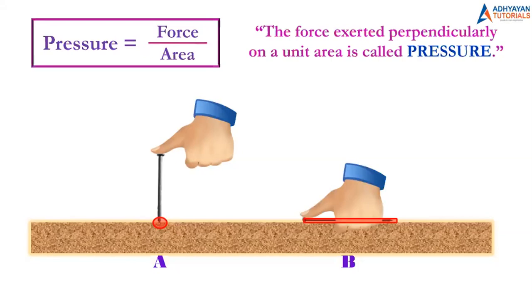Along with that, you can write the formula and put it in a square box, okay, like it is given here. So what is pressure? The force exerted perpendicularly on a unit area. What is the formula? Pressure is equal to force upon area.